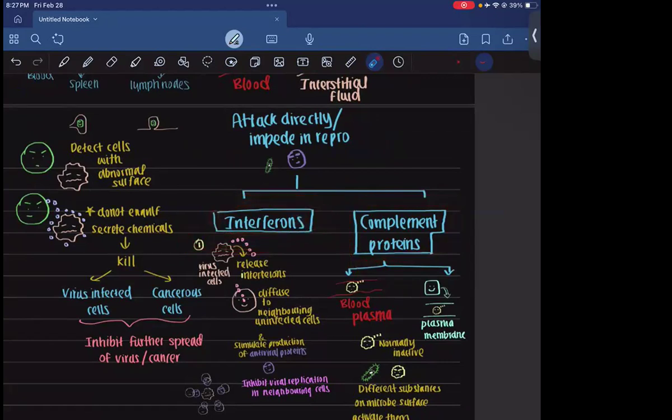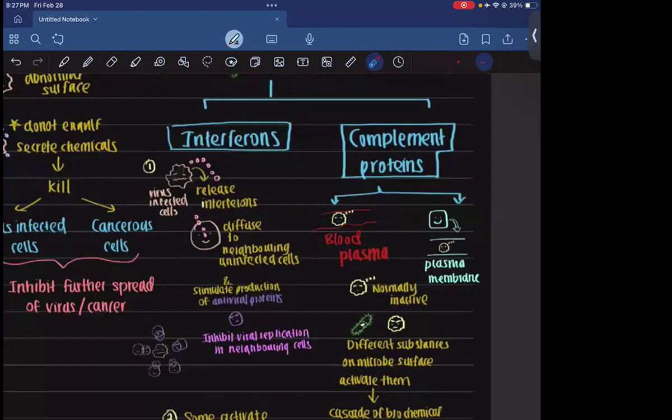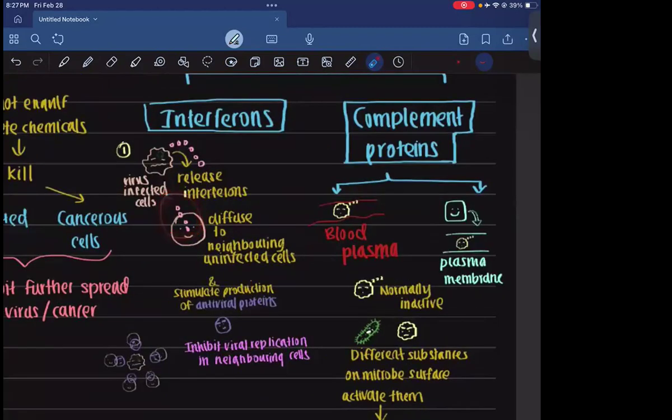When a normal body cell has been infected by virus, it is going to release interferons. These interferons will be diffusing into the neighboring uninfected cells. So remember it like a story, remember it like a flow, and you will be easily able to recall. And then what will happen? Once these interferons go into uninfected cells, they will be stimulating the production of antiviral proteins. Inside the uninfected cells, antiviral proteins will be produced.